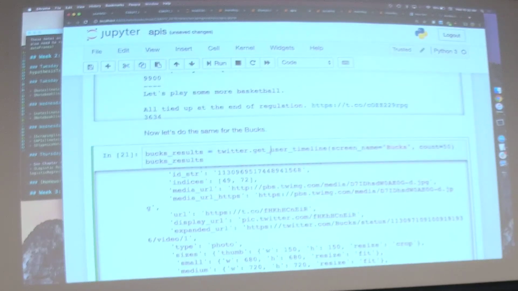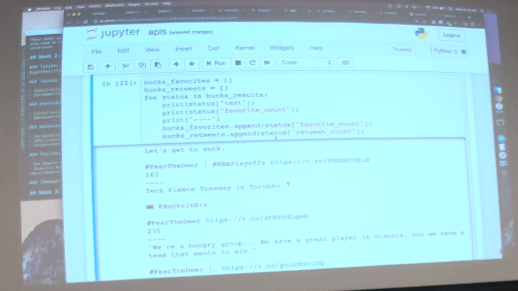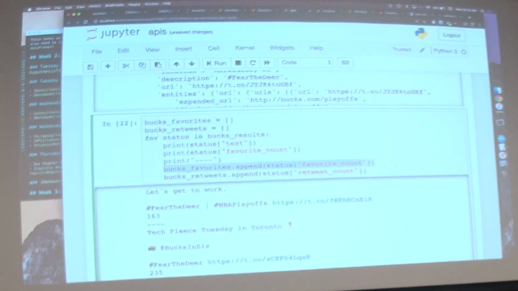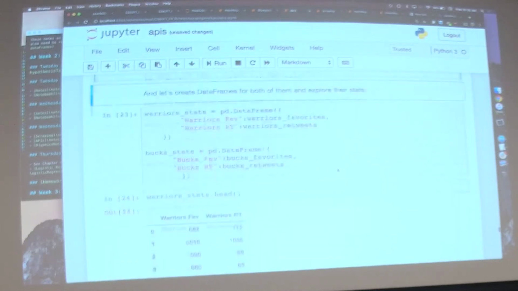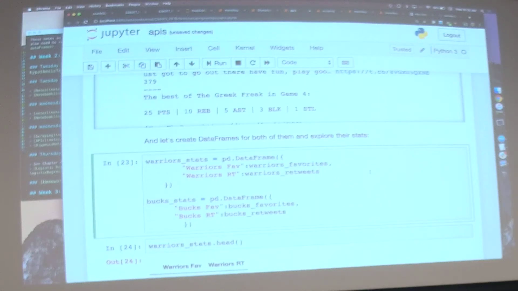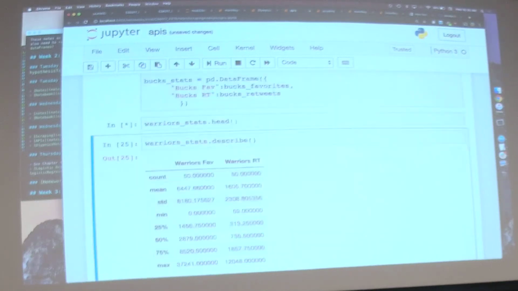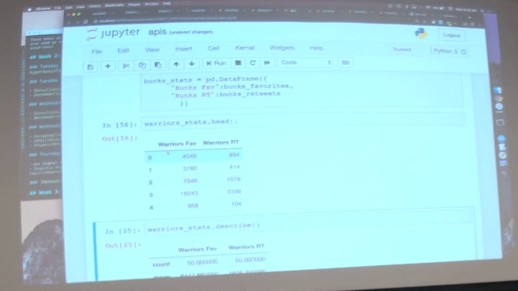So we can do the same thing for the Bucks. And we'll just look through these tweets, and we'll get the number of favorites and retweets. And count those up. And we can put this stuff in some data frames to start doing some analysis. So we'll have the number of Warriors faves and Warriors retweets, Bucks faves, Bucks retweets. So these are basically for each of the Warriors tweets, the number of faves and retweets for those tweets.